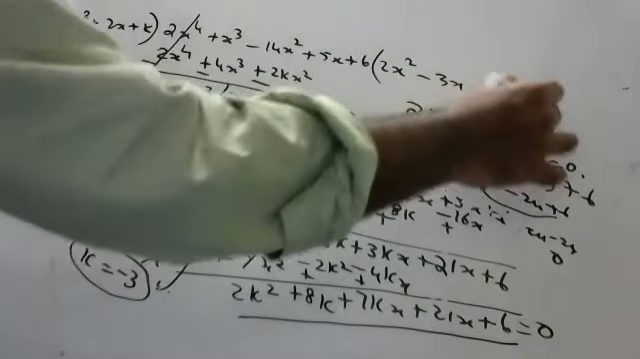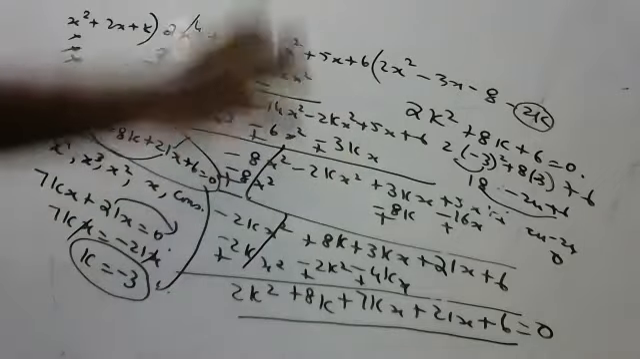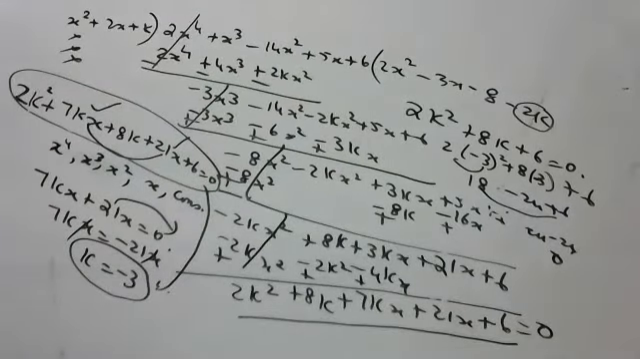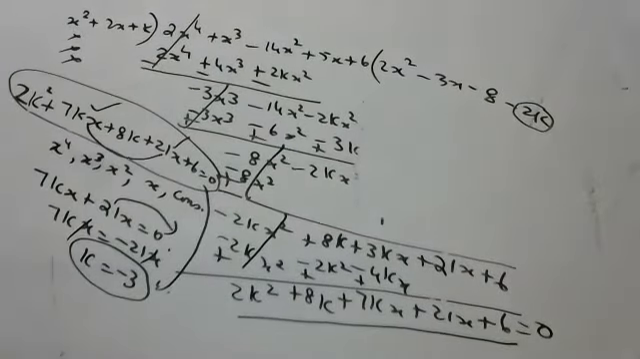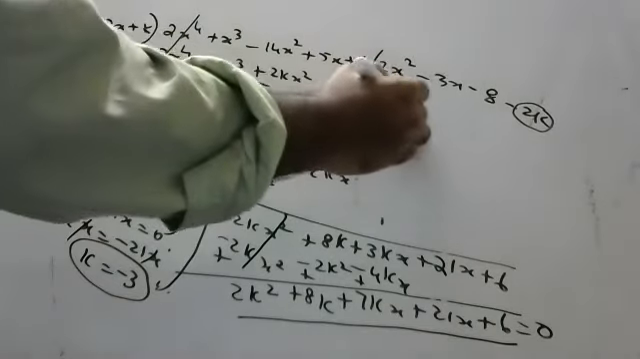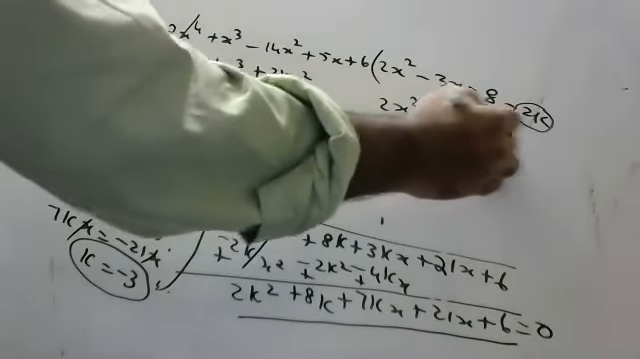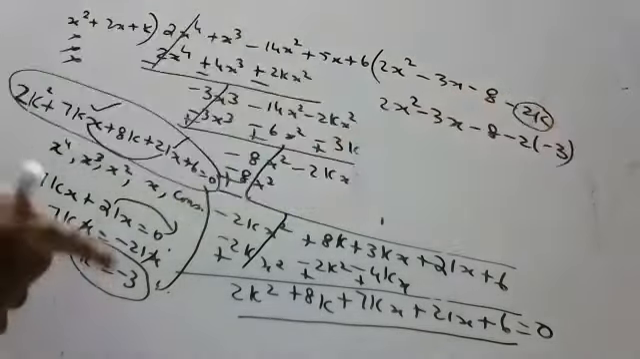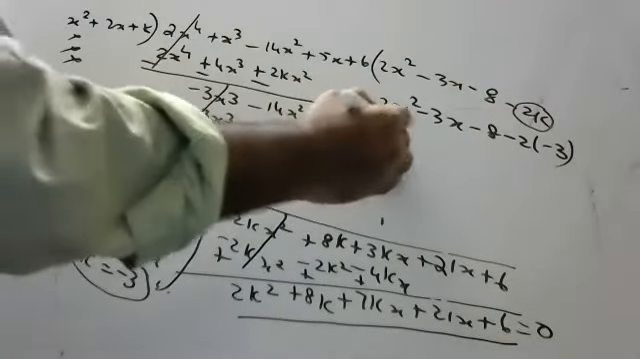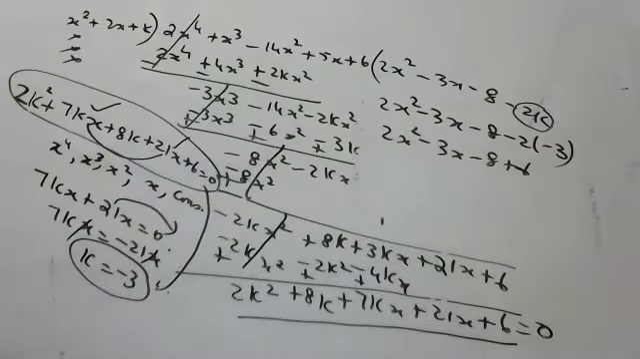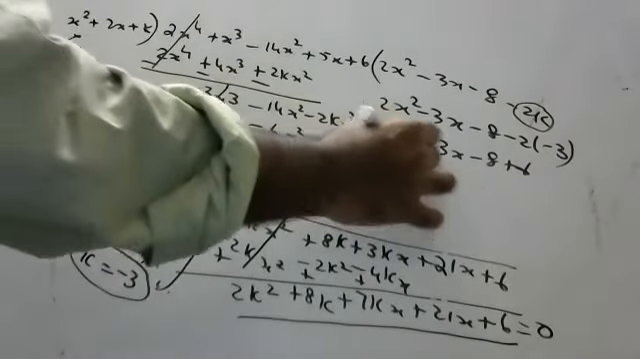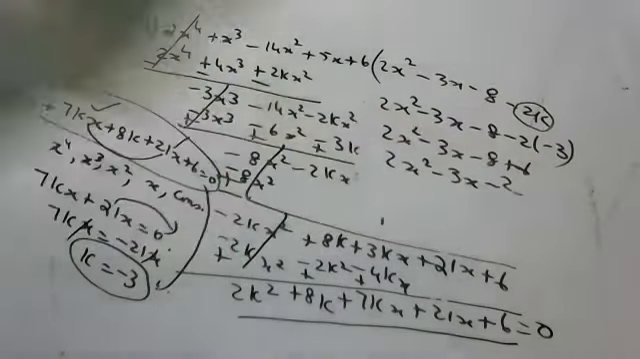How to find out the other roots, I will show. If you have copied this, then I will show you, children, or else I will show here. Please see, how to find out the other roots? It said find the other roots. So 2x square minus 3x minus 8 minus 2 into minus 3. K I got as minus 3, that I am putting here. 2x square minus 3x minus 8 plus 6. So 2x square minus 3x minus 2.